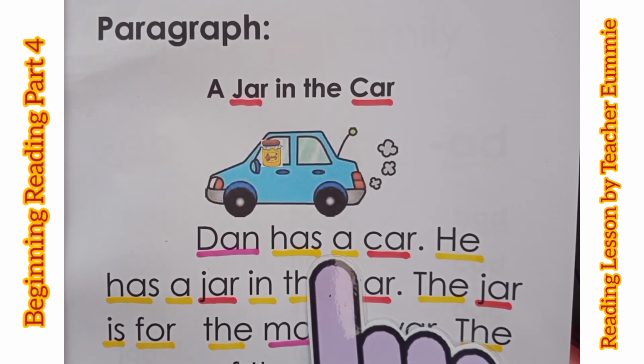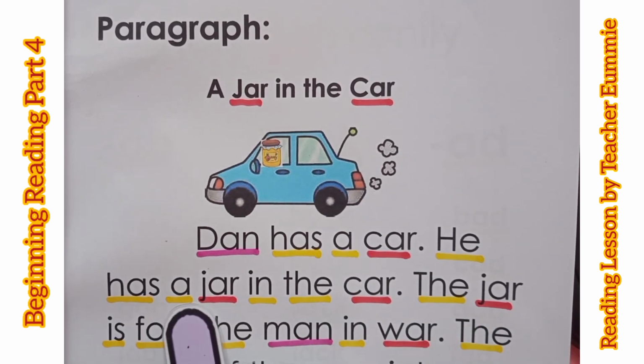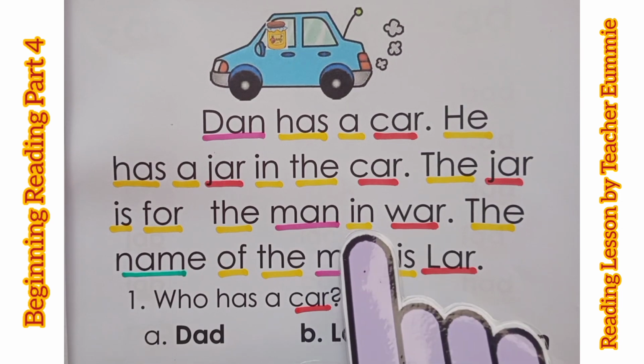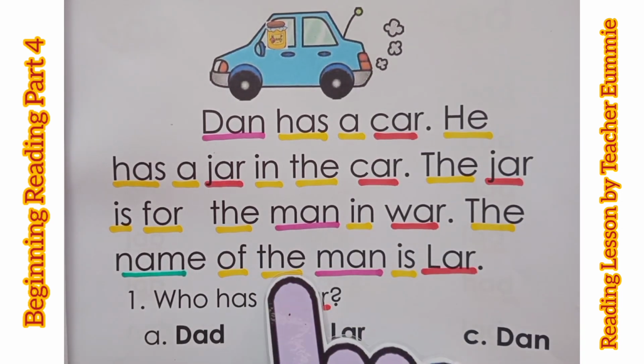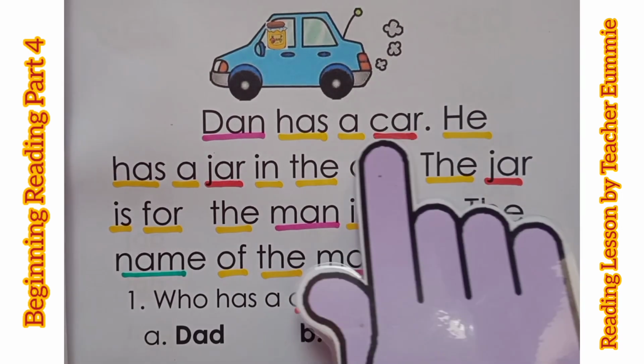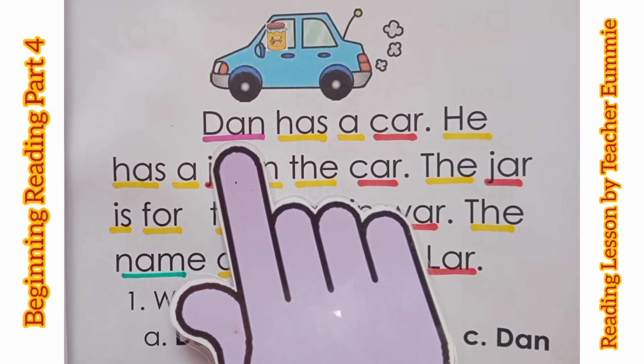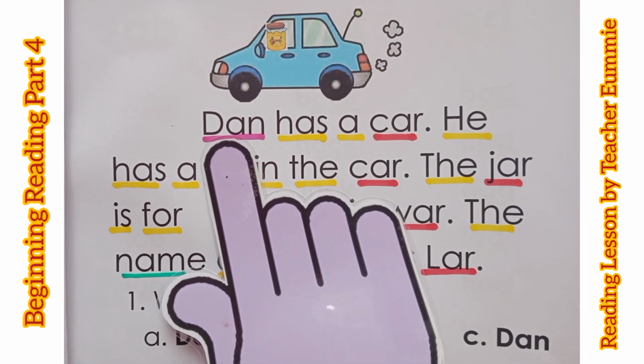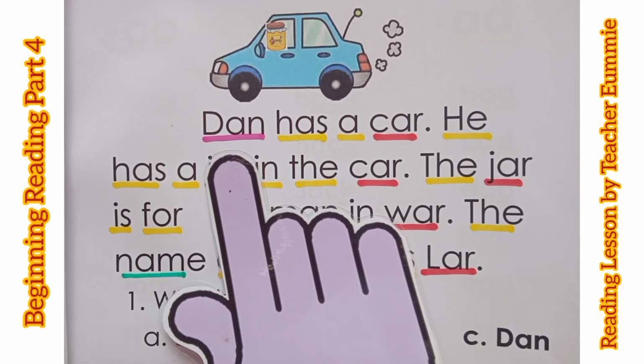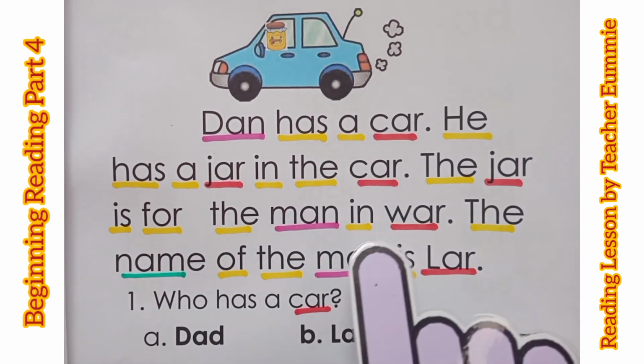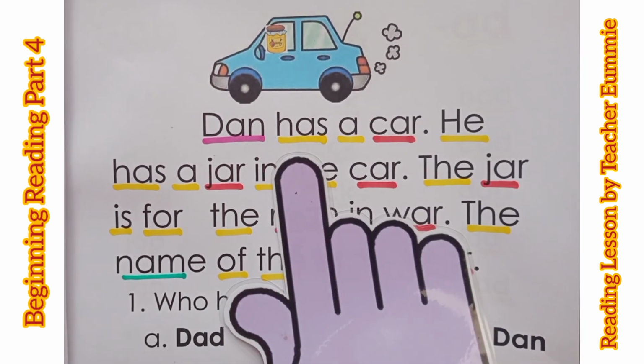Has, a, he, has, a, in, the, is, for, the, in, the, of, the, and is. Okay, those are the sight words. And words that are underlined with pink pen are words that we read from the previous beginning reading tutorial. We have here then, man. Okay, let's read together.